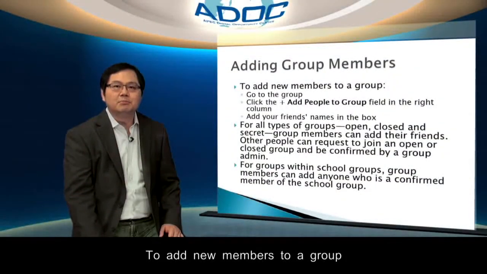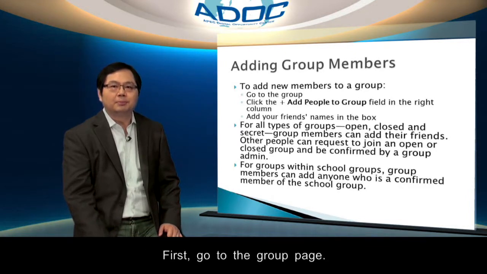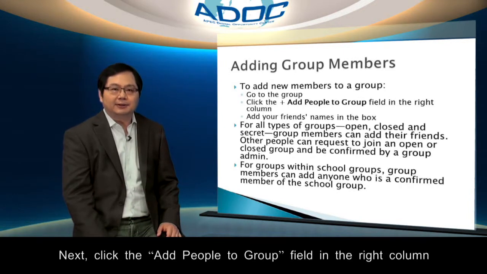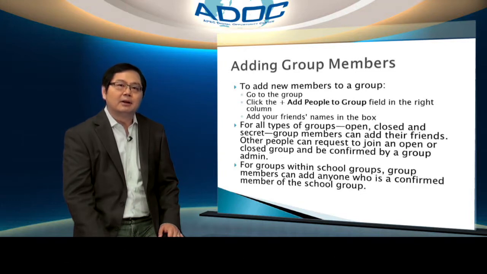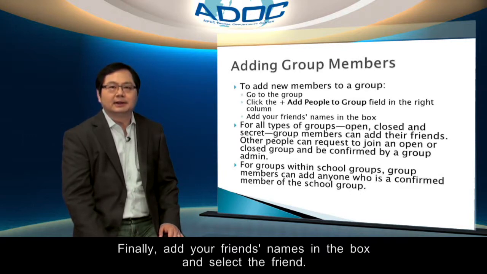To add new members to a group, first, go to the group page. Next, click the Add People to Group field in the right column. Finally, add your friends' names in the box and select the friend.